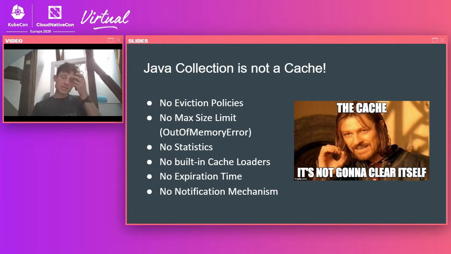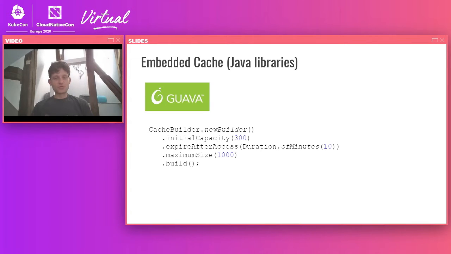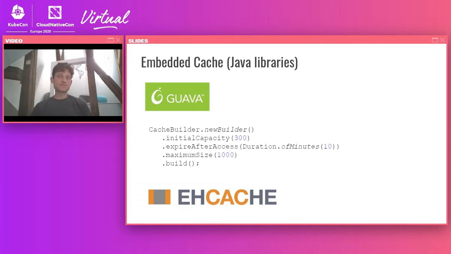So what is a good caching library for Java? If you just need something as a library, Guava Cache is a very, very good caching solution where you can define all these parameters up front while building the cache. Another good solution is EhCache.